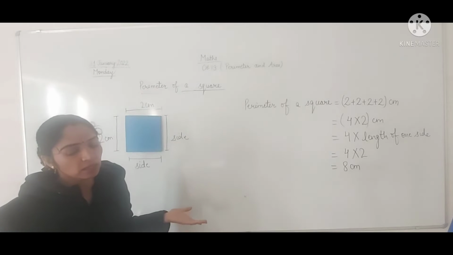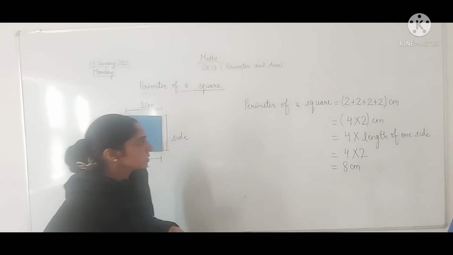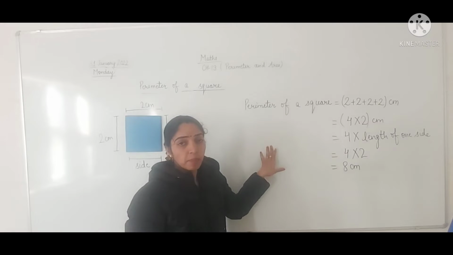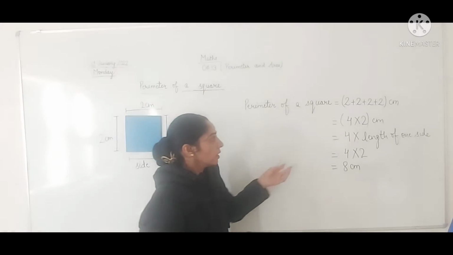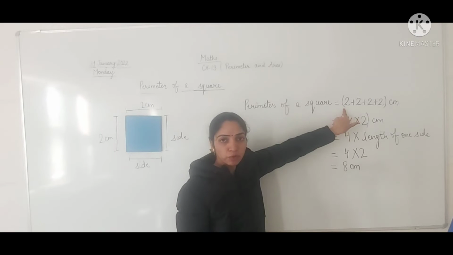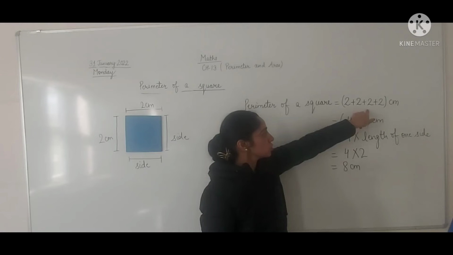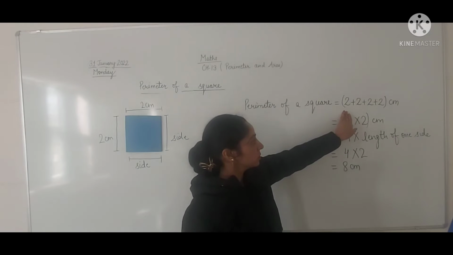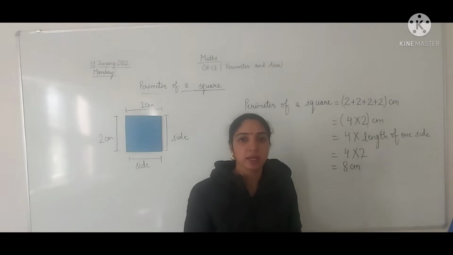So every side is how many units? The measurement of every side is 2 centimeters. So now we want to calculate the perimeter of a square, but according to our rule, we know that perimeter is the sum of all sides. So now we start adding all sides of a square. So 2 plus 2 plus 2 plus 2. So all these are 2 centimeters, right? So 2 plus 2 plus 2 plus 2 centimeter.